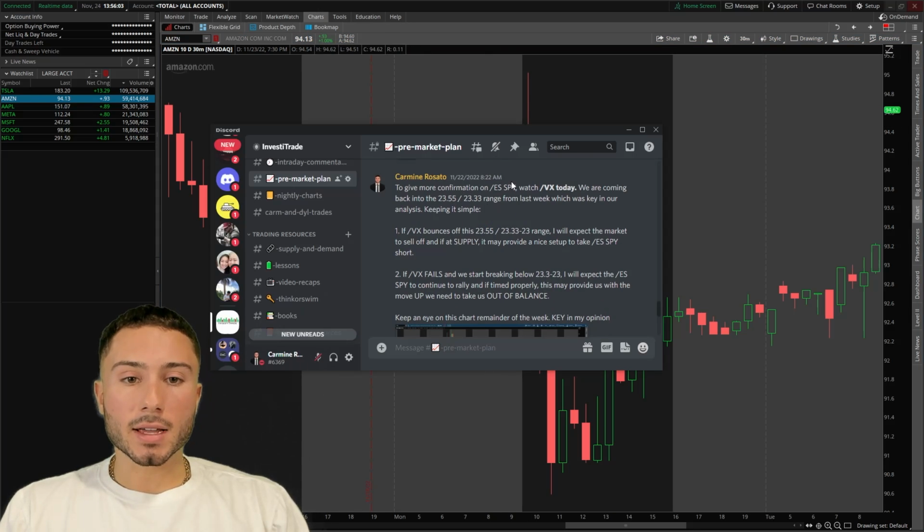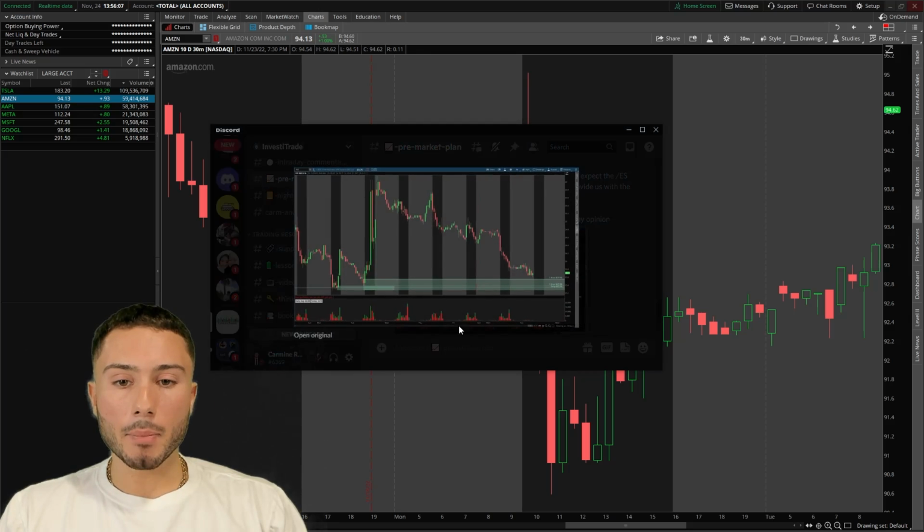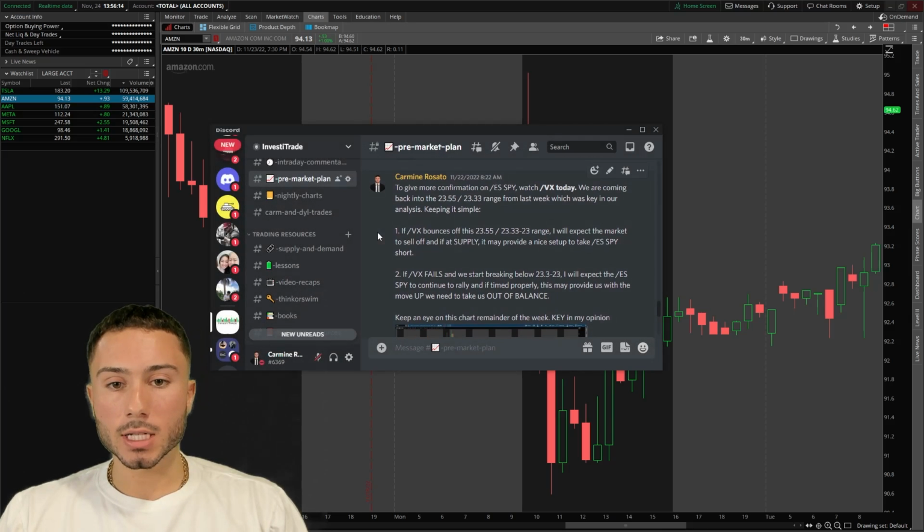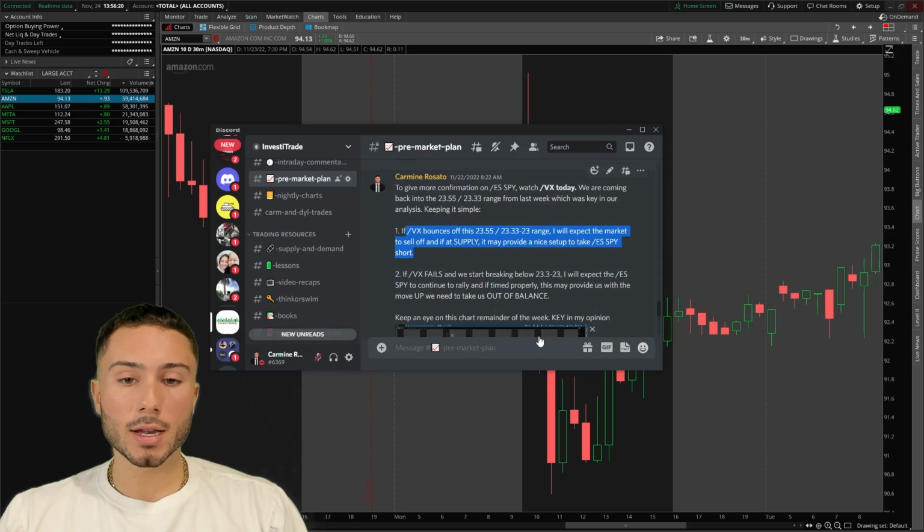Another name is VIX. You could look at VIX, especially if you're trading the S&P. For example, we had a very key demand zone at this green box, which I posted in the pre-market plan in the Discord. And I had 2 scenarios. If we bounce off this demand zone, I expect the S&P to sell off at supply and it's going to give us a nice opportunity to get short.